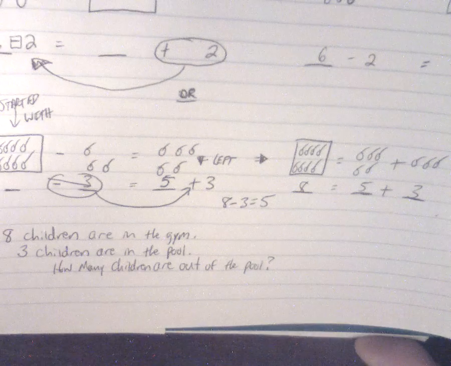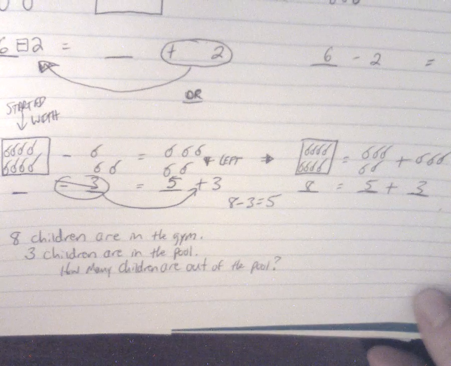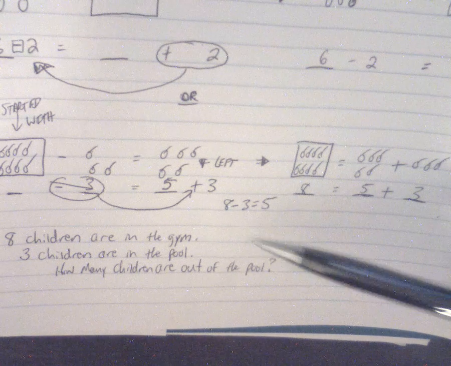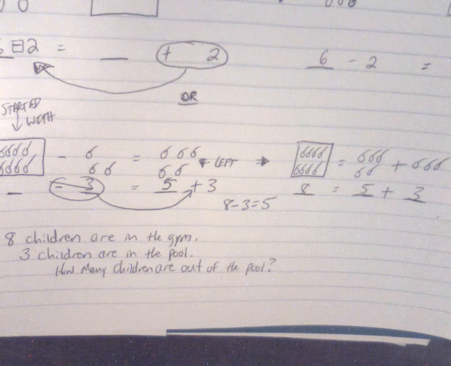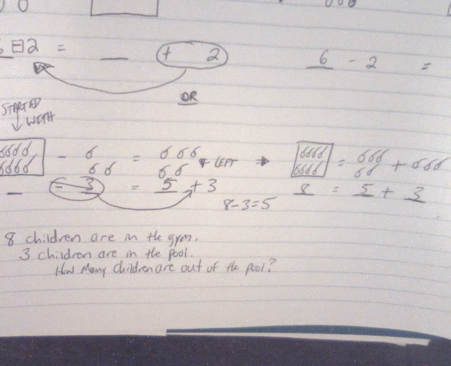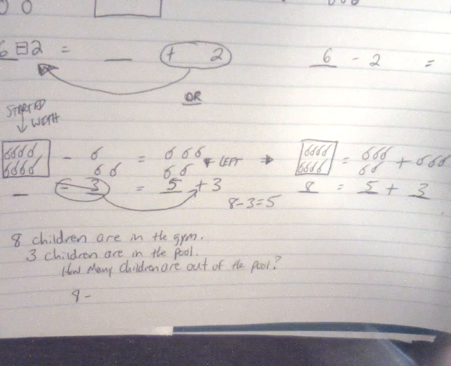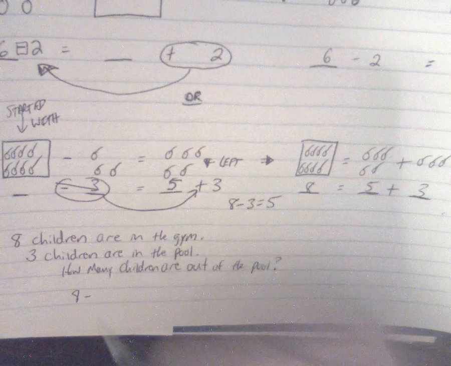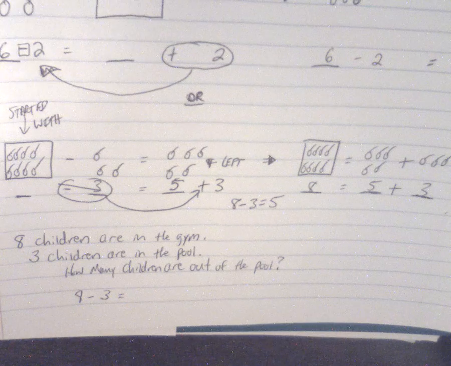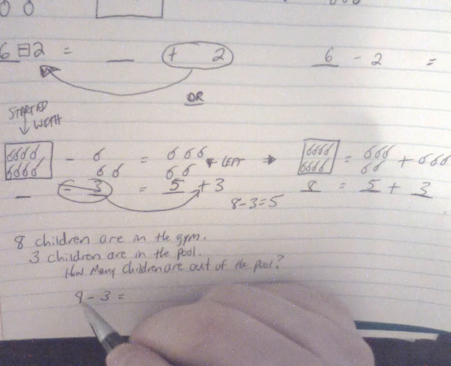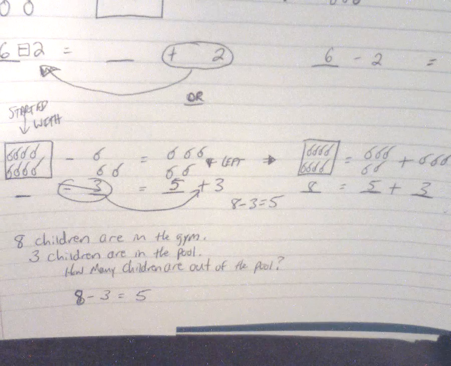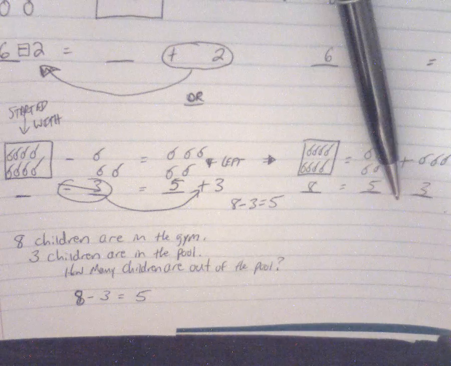Okay? Now, last but not least, you're going to see some problems. Okay? And these problems are, you have 8 children in the gym. 3 children are in the pool. How many children are out of the pool? Well, if I have 8 children in the gym, 3 are in the pool, how many children are out of the pool? Well, I take 3 away from 8, and I can figure out that 5 children are out of the pool.